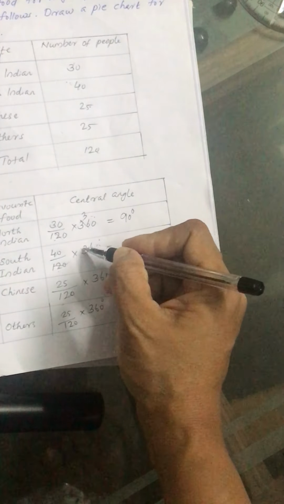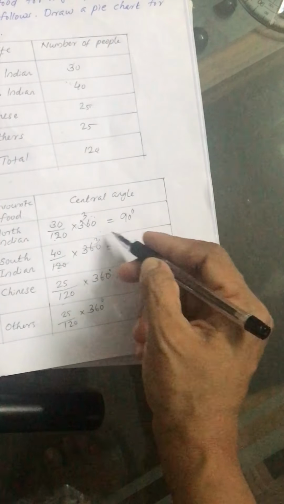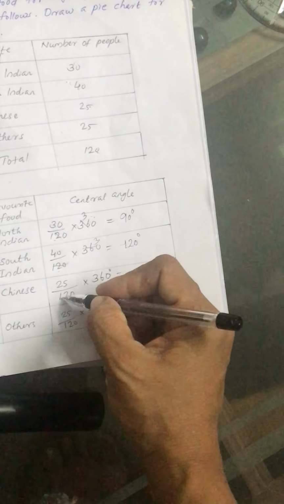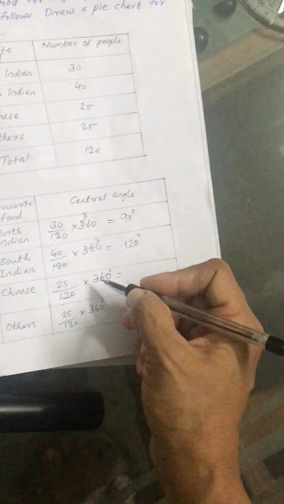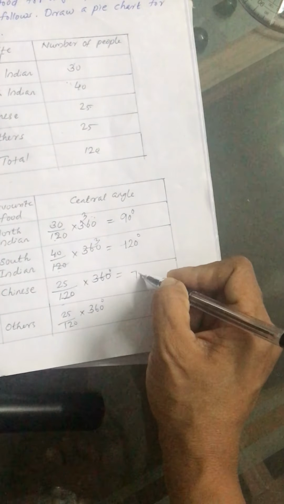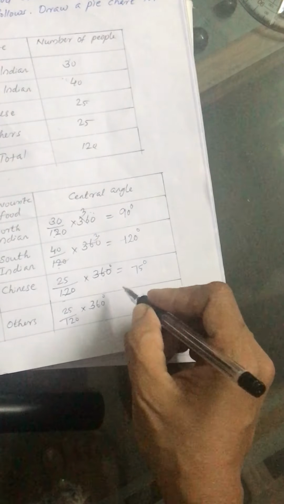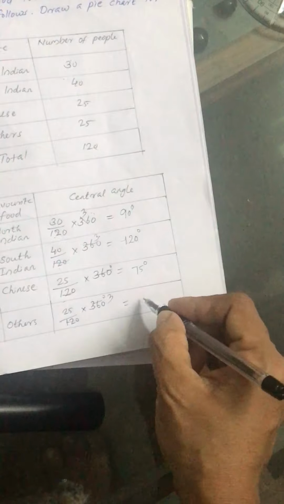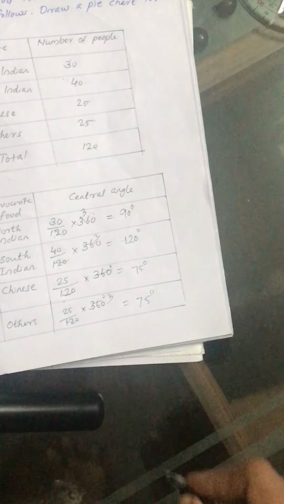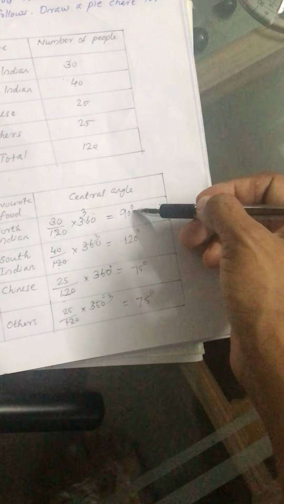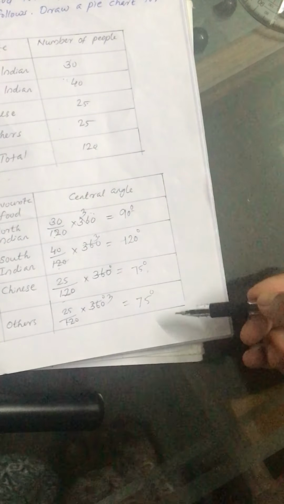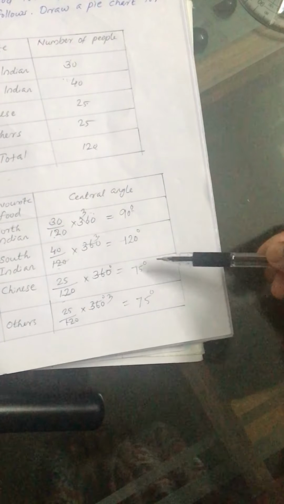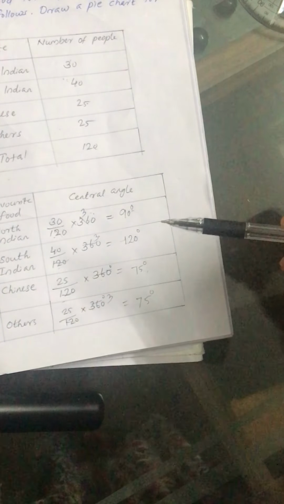Then here that's also 3, 3 into 40, 120 degree. Then here it's also 3 into 25, 75 degree. Then next one, this is 3 into 25, another 75 degree. And when we add all these central angles, what will be the total of the central angles? It must be how much?